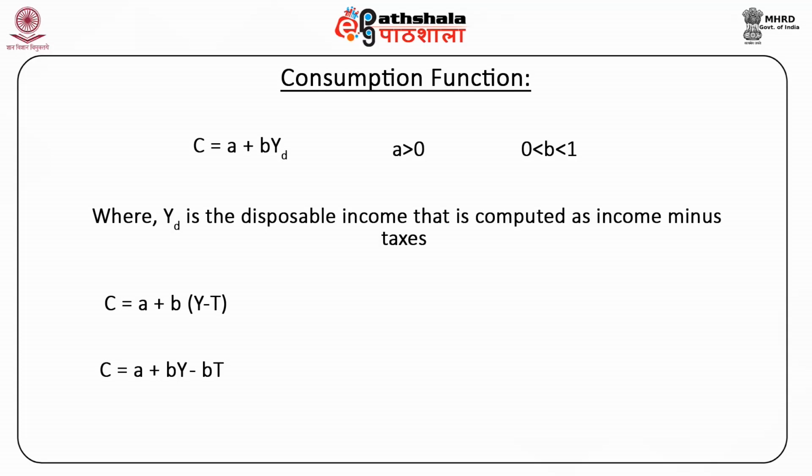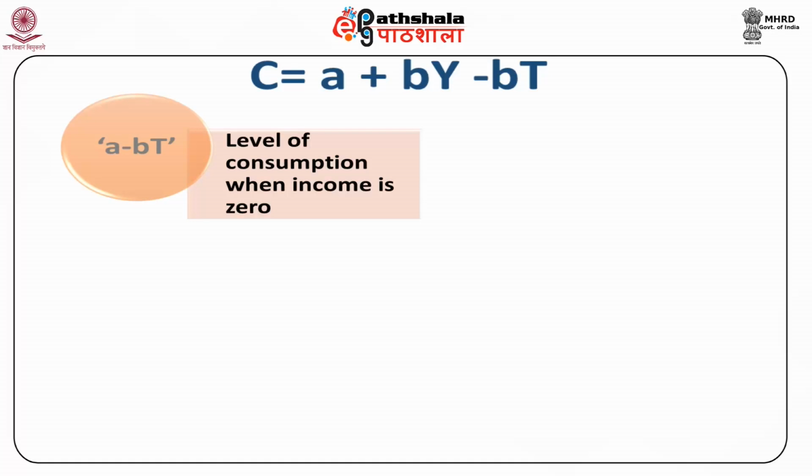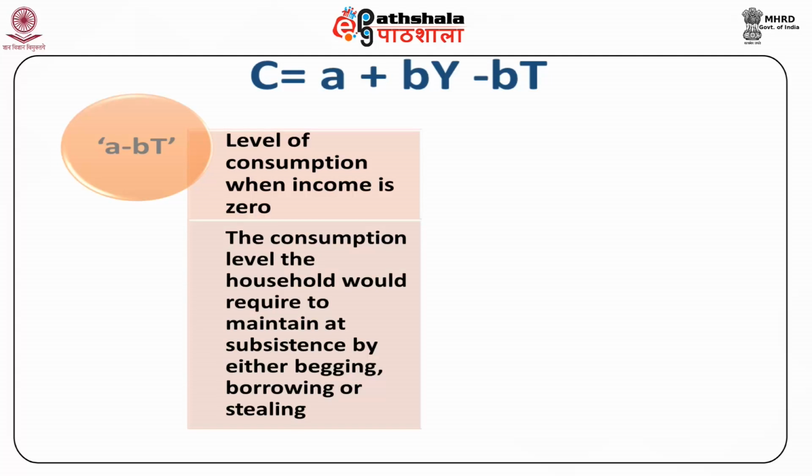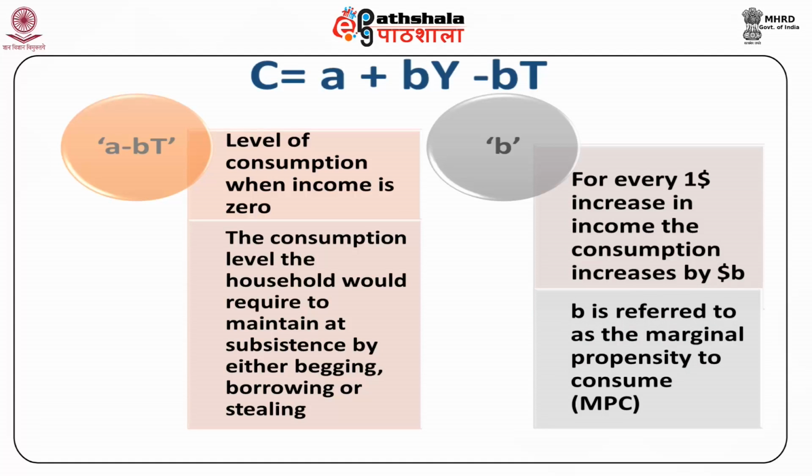C = A + BY - BT. The intercept A minus BT is the level of consumption when income is 0. This is the consumption level the household would require to maintain its subsistence by either begging, borrowing, or stealing. The slope of the consumption function is B. For every $1 increase in income, the consumption increases by $B. B is referred to as the marginal propensity to consume, or MPC.